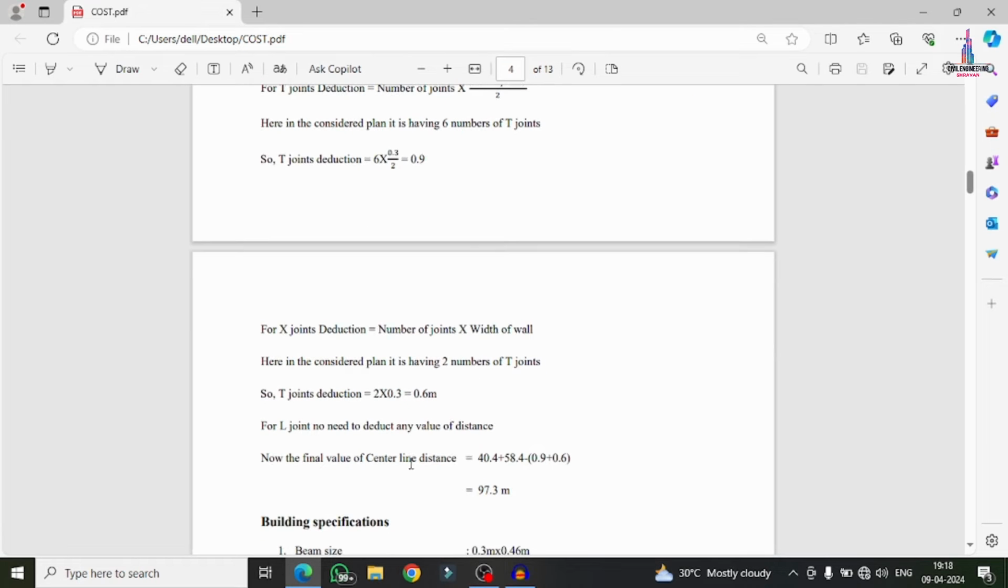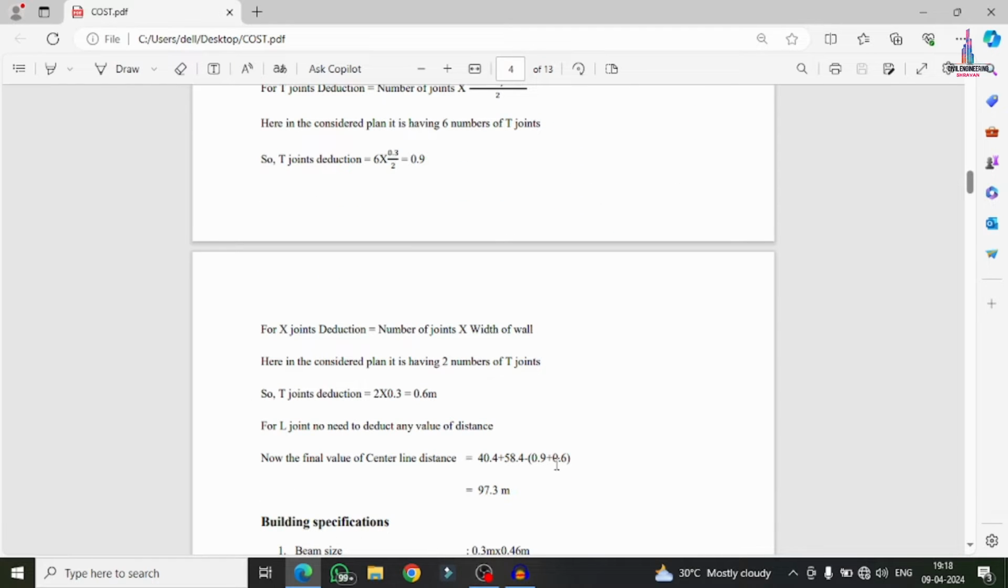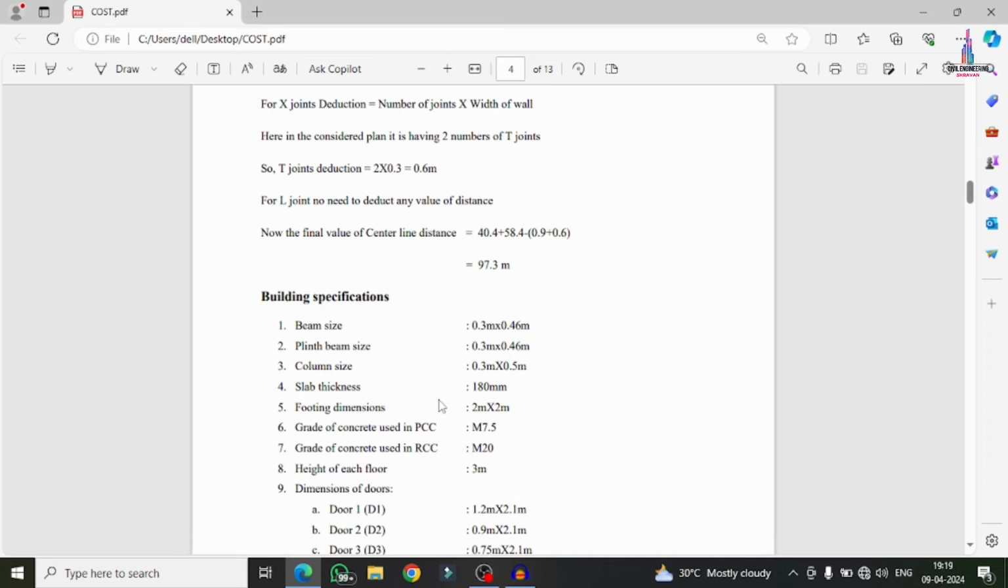Now the final value of the center line distance is horizontal plus vertical minus deductions. So the horizontal distance is 40.4 here and the vertical distance is 58.4 here, minus 0.9 plus 0.6, which comes to 97.3 meter here. So this is the value of the center line distance calculated by this method. Okay, but this center line distance is only applicable for load bearing structures, not frame structures. Remember that point.